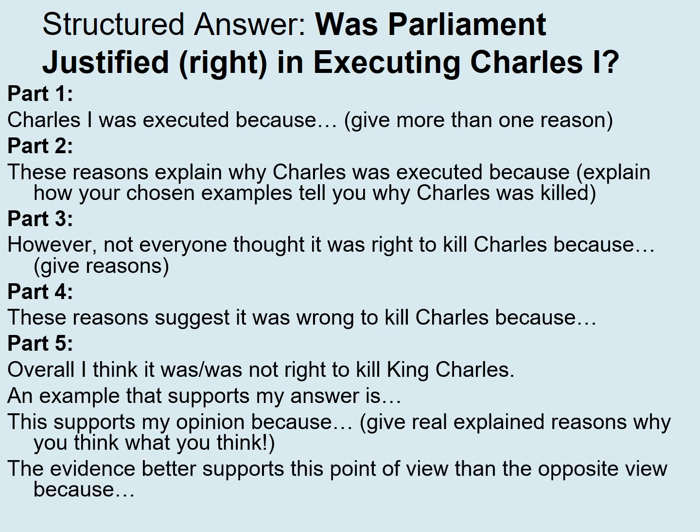And then the last bit of evaluation. The evidence better supports this point of view, in other words, your point of view, than the opposite point of view because. So if you think it was right to kill King Charles, explain why the examples you've backed up your answer with are stronger than the ones that suggest he should have lived. Or, if you think that Charles should have lived and been punished in some other way or not at all, explain why the examples that support that point of view are stronger than the examples that support the other side. I hope that's not been too confusing.